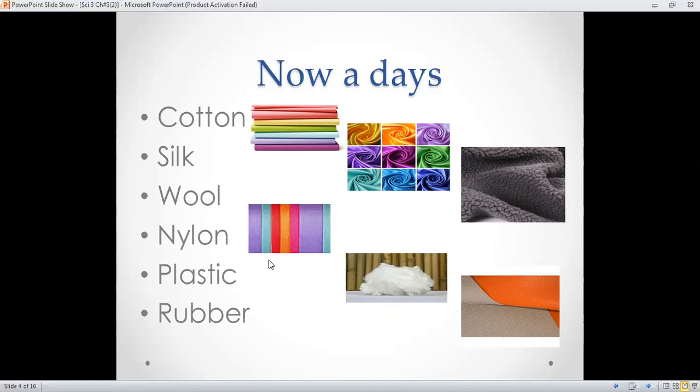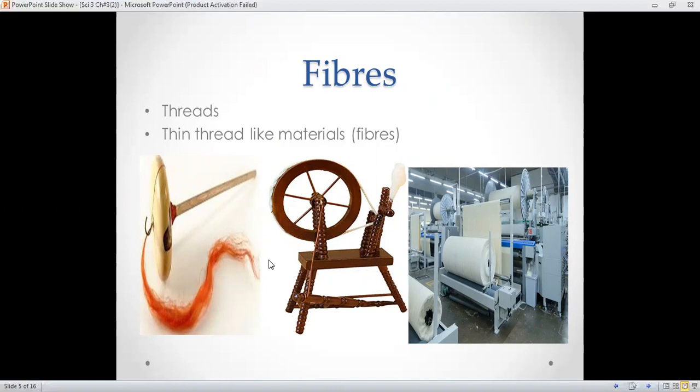So what are these clothes made of? Here is fiber. What is fiber? Fiber is basically known as thread.